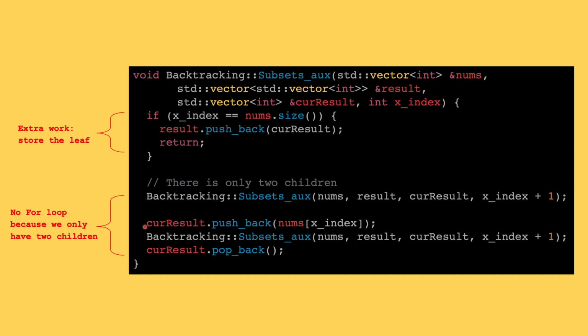We only have two cases where either x index exists or it doesn't exist. If it doesn't exist, we pass current result as is. We only add 1 to the index of x index for the next child. If it does exist, we add it to the current result. We call our function recursively, and then we reset our current result. And that's it. That should work and generate all the subsets for us.